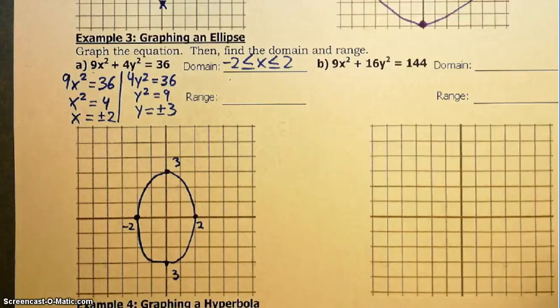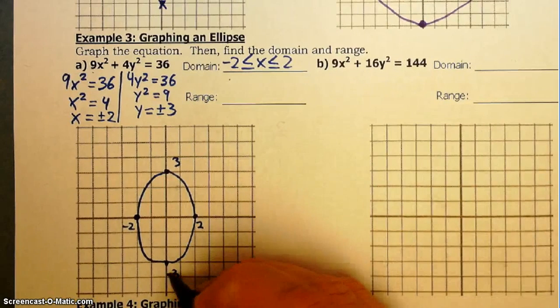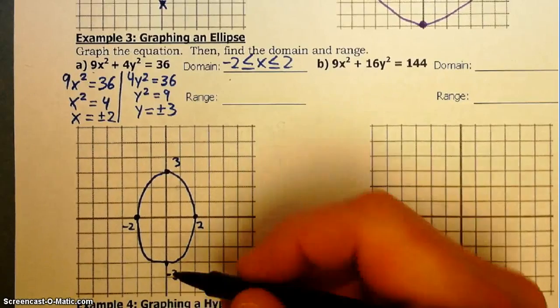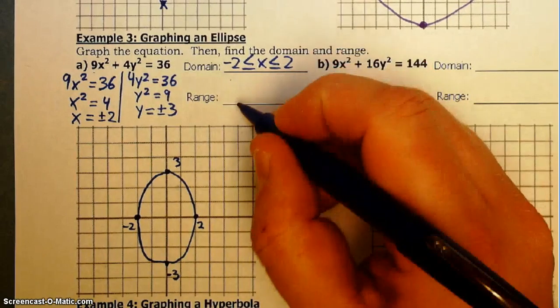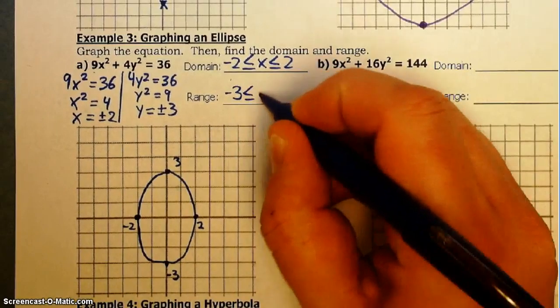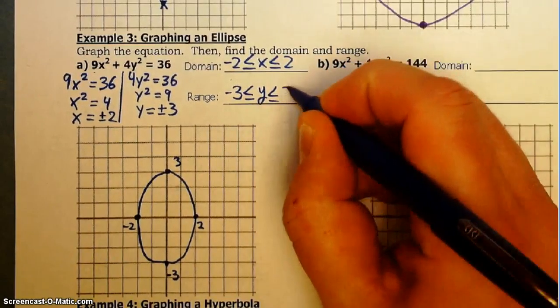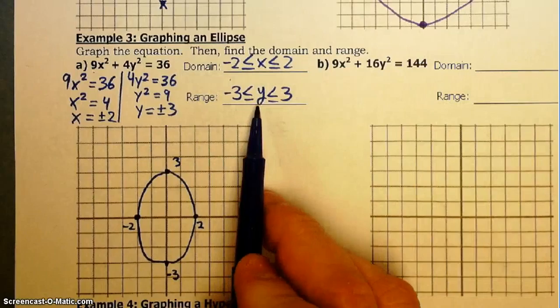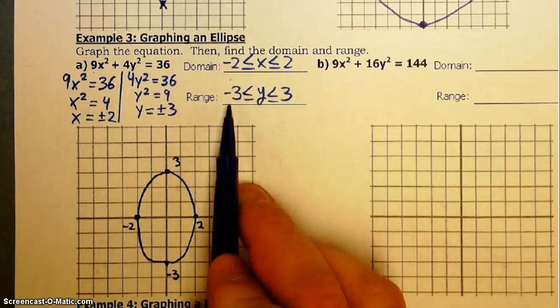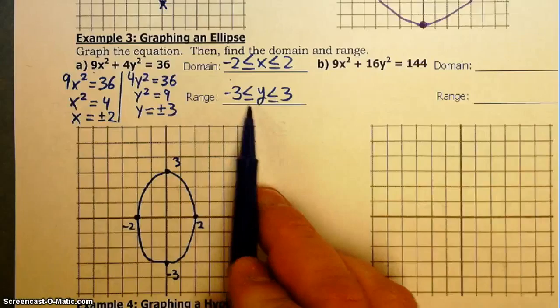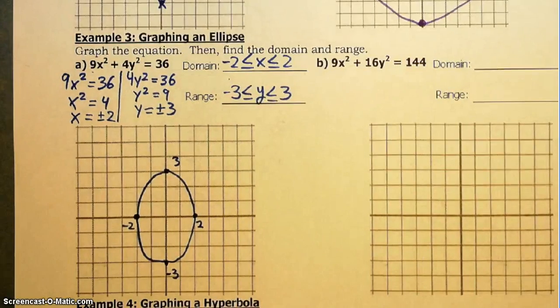The range is from your south to your north. The graph on the bottom goes from negative 3 on the bottom to positive 3 up top, nothing beyond that. So in English, we say it's between negative 3 and 3. In algebra, we'll say y is between negative 3 and 3, or negative 3 is less than or equal to y, which is less than or equal to 3.